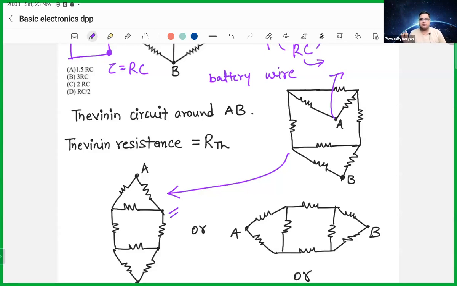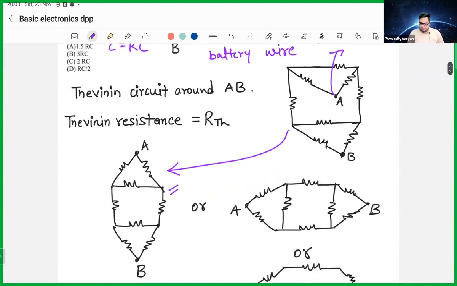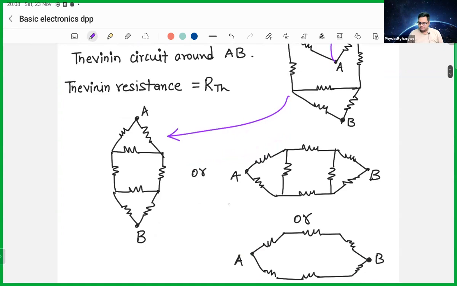Nothing will change. I am not changing the circuit. It is just how I'm placing the circuit. That's all. I'm just unfolding it, right? Similarly, I can even convert it like this. This is vertical, so I'm showing it horizontally. This is a beautiful circuit.